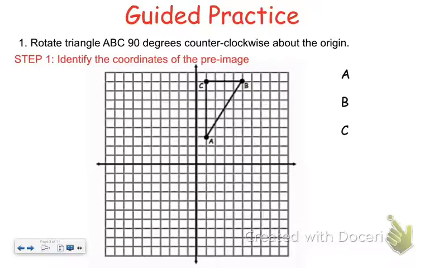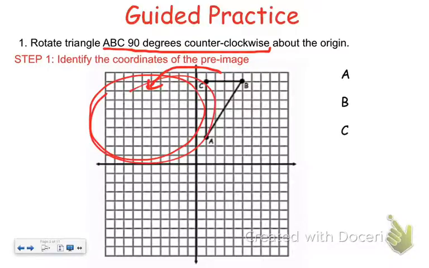Let's take a look at example 1 on your handout, where we are asked to rotate triangle ABC 90 degrees counterclockwise about the origin. So one thing to think about before we even identify our points is which quadrant this triangle ABC is going to end up in if we're rotating 90 degrees counterclockwise. So remember from yesterday's lesson, counterclockwise means that we are turning or rotating our image to the left. And if we are rotating 90 degrees counterclockwise, we are only moving this image one quadrant. So it should land somewhere inside the second quadrant.